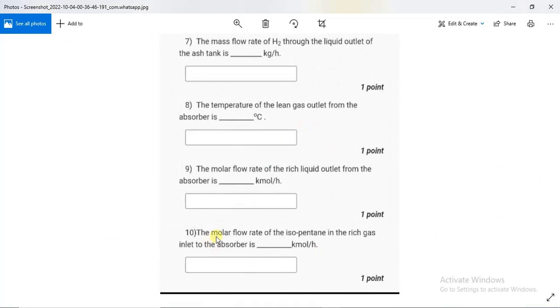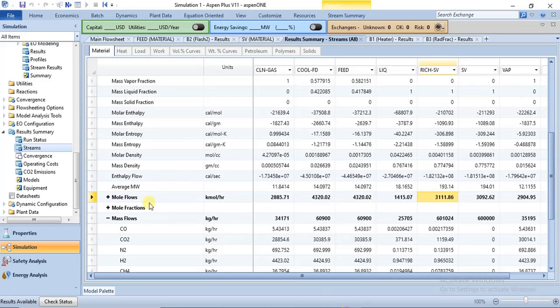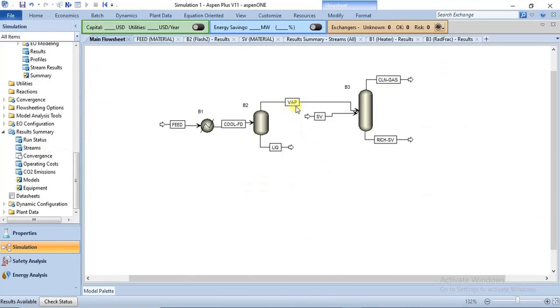Then for number 10, it says the molar flow rate of the isopentane in the rich gas inlet to the absorber, right? The inlet to the absorber is the vapor outlet of the flash tank, right? Do you agree with me? I guess you do. So we are going back there. Like I said, the vapor outlet is the inlet to the absorber. So this is where we'll be answering that question from.